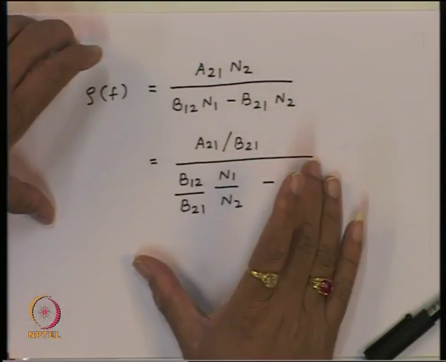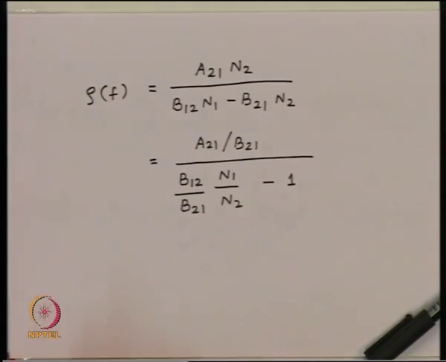So, in the following lecture, we will take this expression of the photon flux density, compare it with the expression for the photon flux density from a black body radiation, and then deduce some very important conclusions.